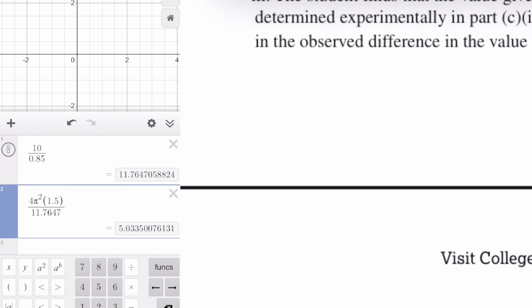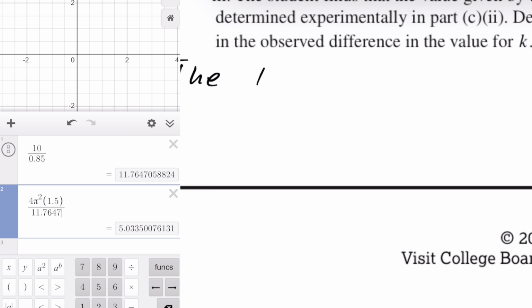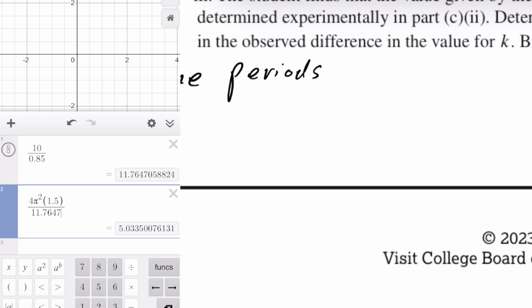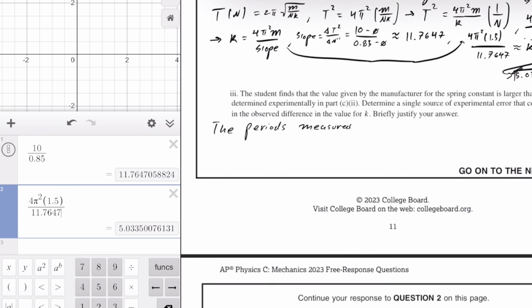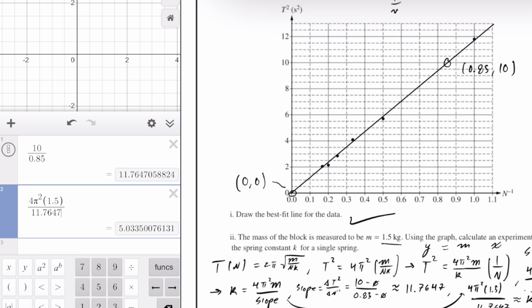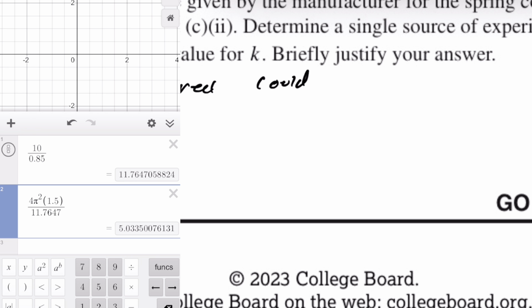So the t squared measured, well, I'll just say periods measured. Wait, sorry. For reference, this one would have been smaller than the actual. So let's say this is what the actual periods had to be. This slope would be smaller than the actual, which would decrease k, if that makes sense. So we'll go with that. The periods measured could have been, my handwriting sucks, sorry guys, too small.